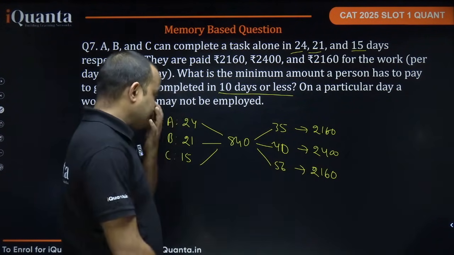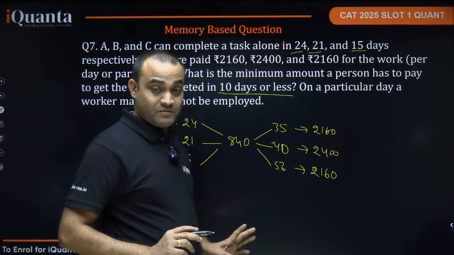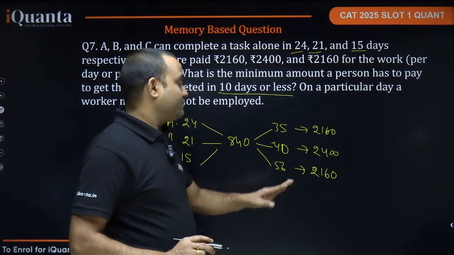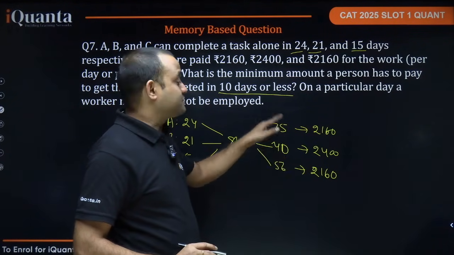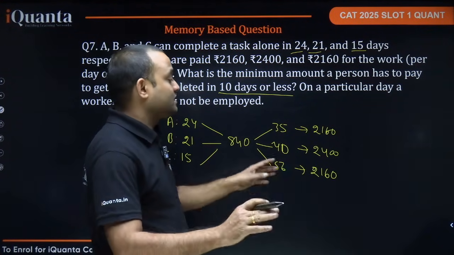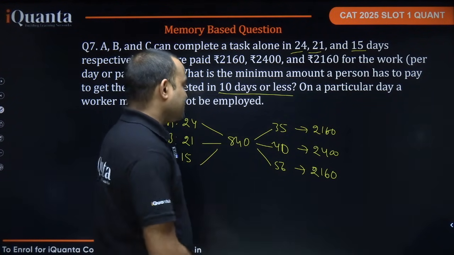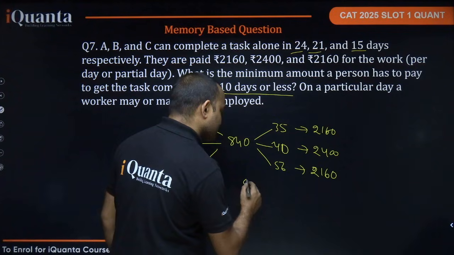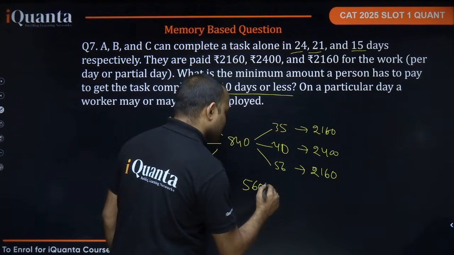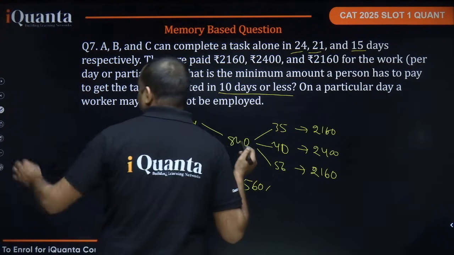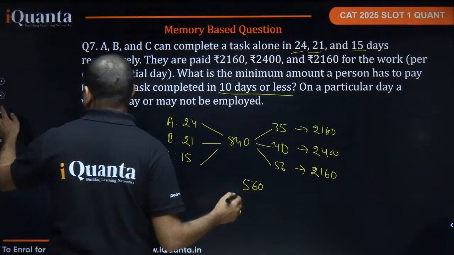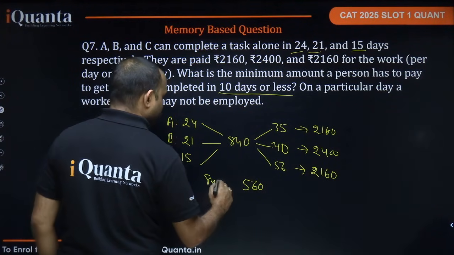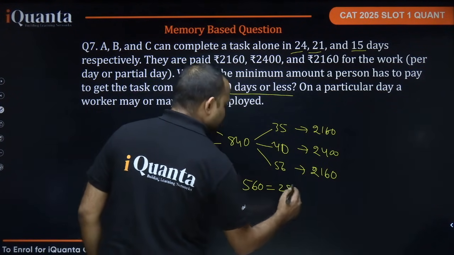Now definitely this guy is cheaper, right? This guy is cheaper with respect to the other two by a big amount. So what we can say, this guy must be working for 10 days. So 560 units done. What should be the remaining work? So 840 minus 560, that is equal to 280 units to be done.